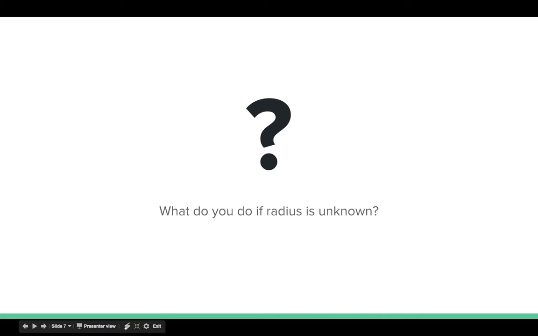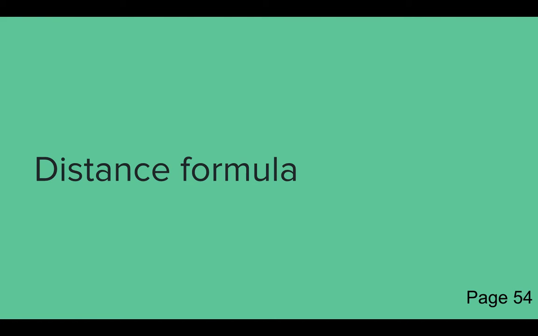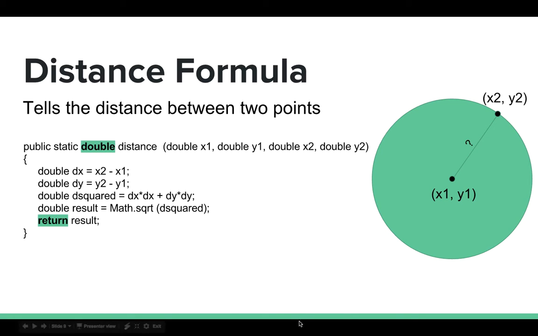So what do you do if the radius is not known? Well, then you're going to use the distance formula. The book walks you through how they built the distance formula, but we want the ending one, which is on page 54. It's the second one down, and it should look like this. The distance formula basically just tells you the distance between 2 points. And so that's going to help us. If we want to find out the distance between these 2 points, well, guess what? That's going to give us the radius. That's the whole purpose of the distance formula.